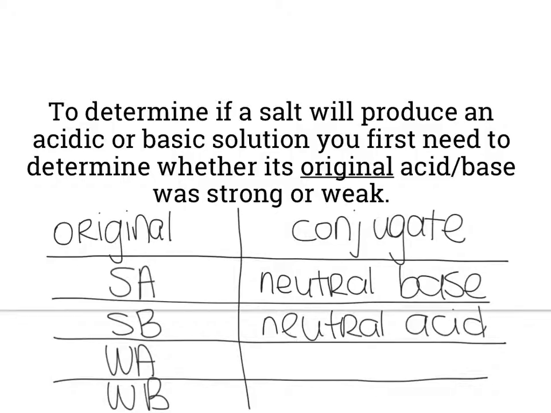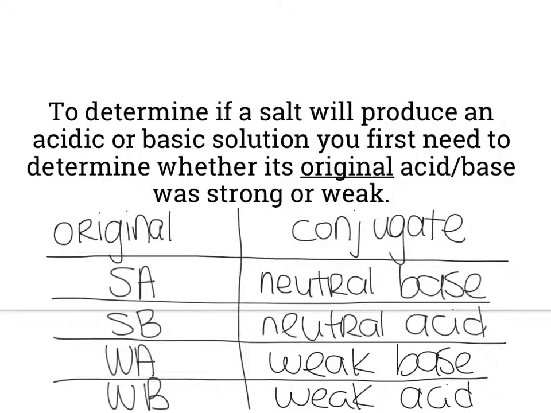Okay? However, weak acids and weak bases will form compounds that are also weak. So a weak acid goes to a weak base, and a weak base goes to a weak acid. So, original, conjugate.